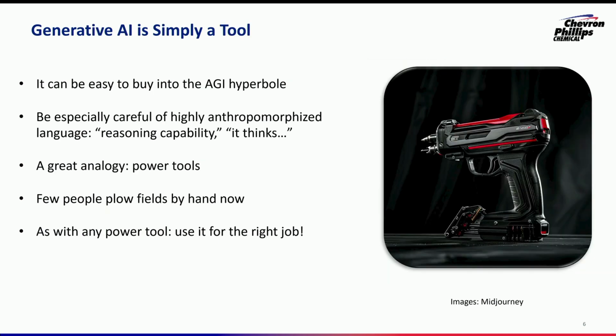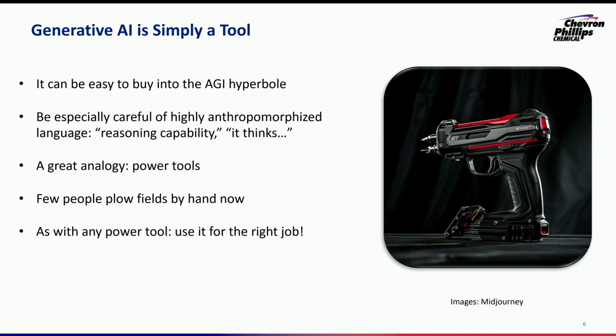Well, we're working in the energy space, and we're quite used to mechanized tools. So it can be very easy to buy into the AGI hyperbole, and I would definitely steer away from vendors using highly anthropomorphized language, like it thinks or it reasons, because really, at the end of the day, just think of these things as tools, nothing more, nothing less. They don't reason like a person. It is really just a machine learning model. It is a pure subset of machine learning.